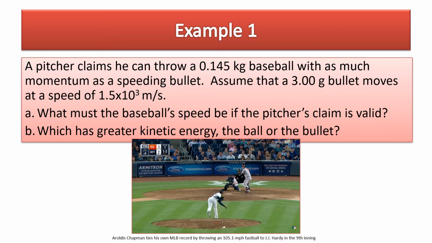This is a screenshot, by the way, from a video that's in the extension folder if you want to check it out. It's of a baseball player throwing a ball at 105 miles per hour. So I wonder if that's fast enough to have the same momentum as a bullet. Let's find out.